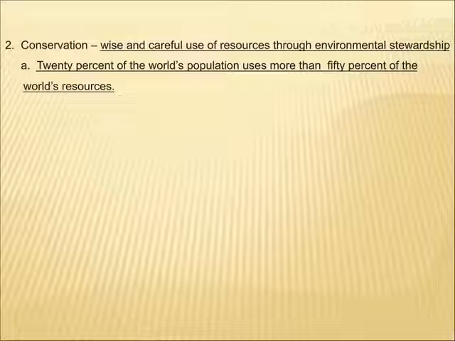In the United States, we use a lot of fossil fuels. We use a lot of minerals. We use a lot of metals. We use a lot of water. We use a lot of all of Earth's natural resources, and we could do a much better job at conservation without decreasing our quality of life.